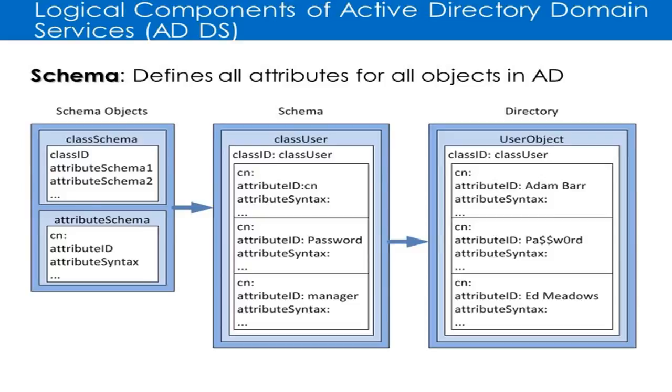In other words, if a user object in Active Directory says that it has an attribute for the user's first name, an attribute for the last name, an attribute that they have a password, an attribute that they have a phone number, this is all defined by the schema. Okay, so that's what the schema is.